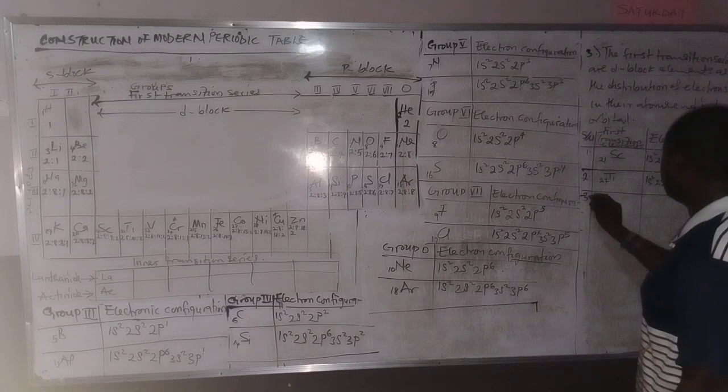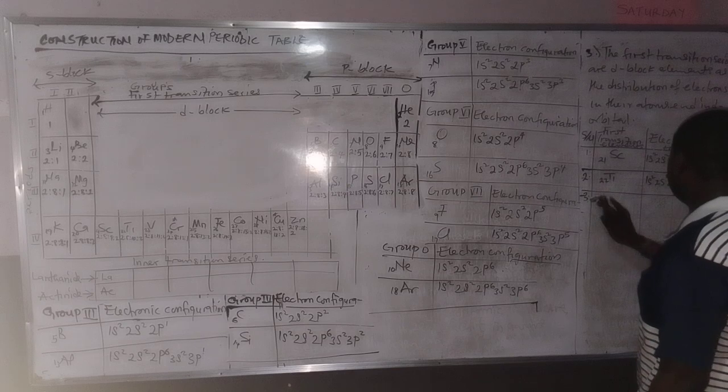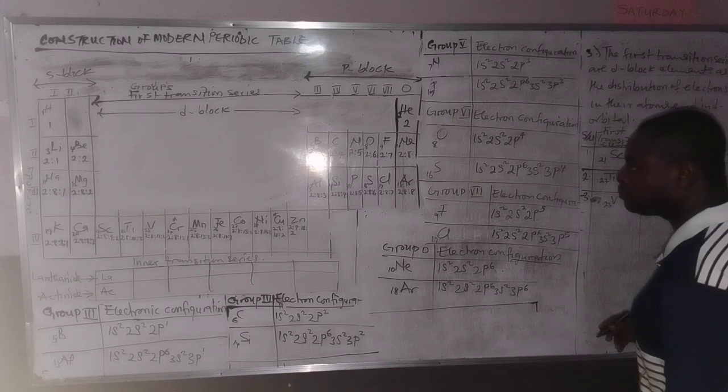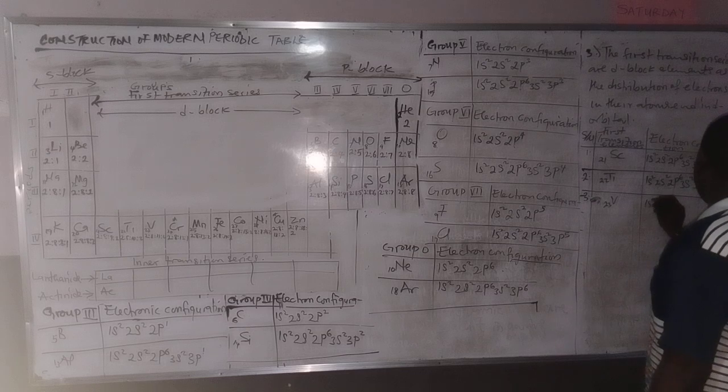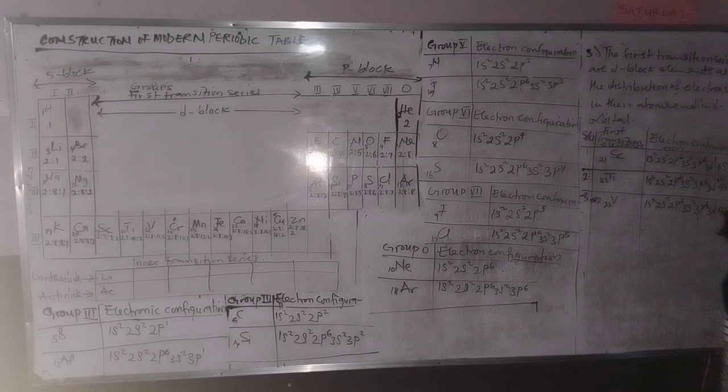So number 3 here is what? After titanium is vanadium. Vanadium 23 is going to be 1s2, 2s2, 2p6, 3s2, 3p6, 3d, 4s2. So from here to here is 20. The remaining 3 is now put here.